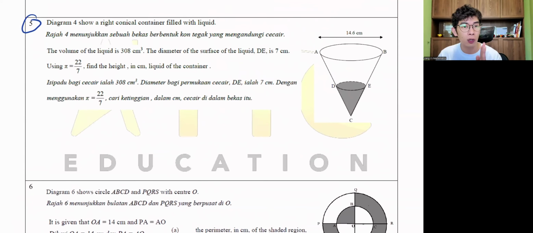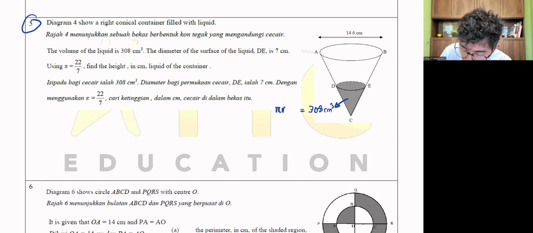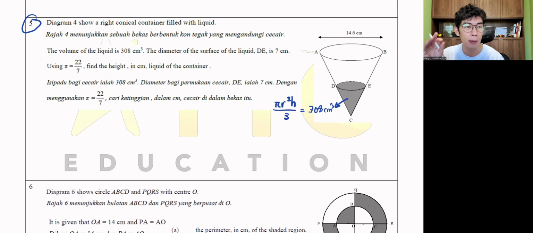Now, everyone, this is page number 12. We have this volume question that we have to do together. The volume of the liquid shows 308 cm cube. The moment they say a liquid of 308 cm cube, I will instantly tell myself, what is the formula for a cone? It's originally pi r square h, which is your cylinder. But since it is a cone, you will take 1/3. Or if you want to make the calculation easier, you can make it over 3. It's the same. Times 1/3 is the same as divided by 3, just like times 1/2 is the same as divided by 2.